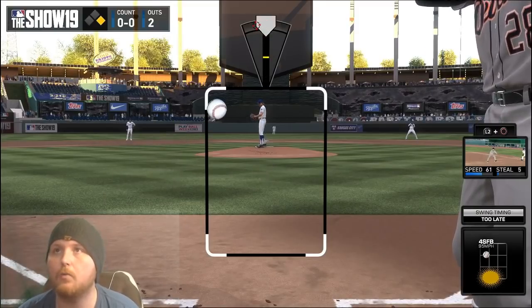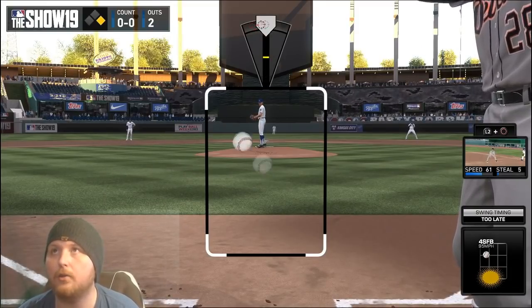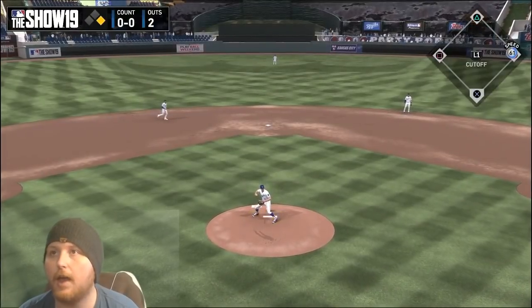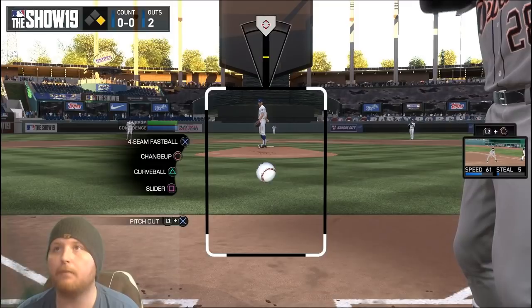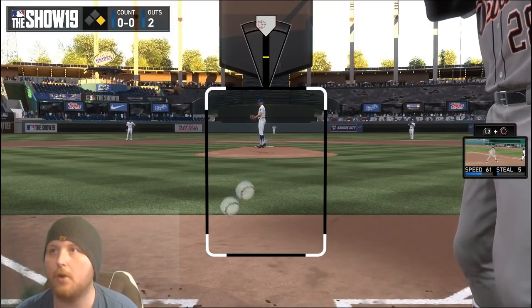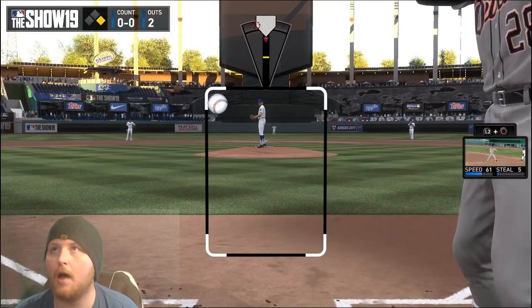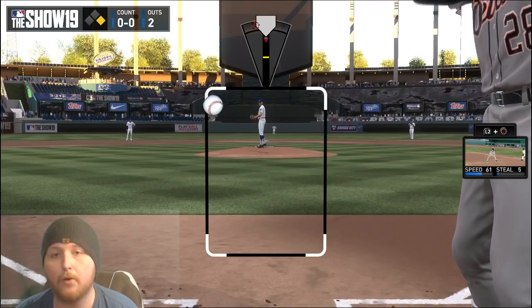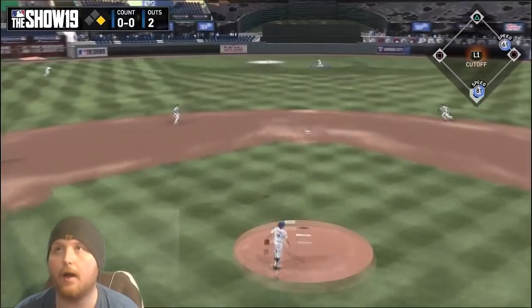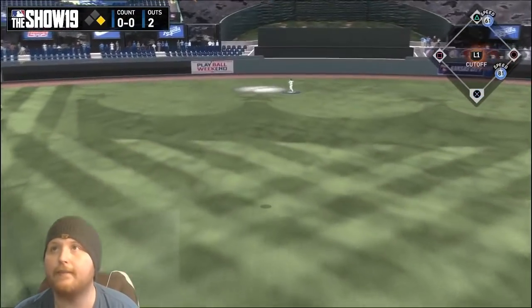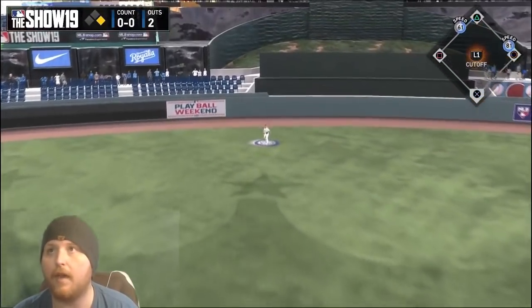So initially you want to pick your pitch. Let's just say I'm going to throw a fastball right here. So I'll pick a fastball and then I'll pick the spot that I want to throw it at. So let's say I want to throw it up and away. I will pull back on the right analog stick until it hits that yellow line, and then I will push up, trying to push the analog stick in the direction of where I was aiming it.